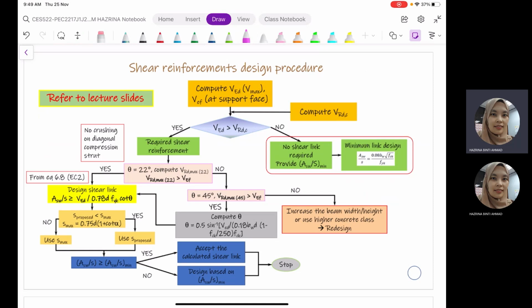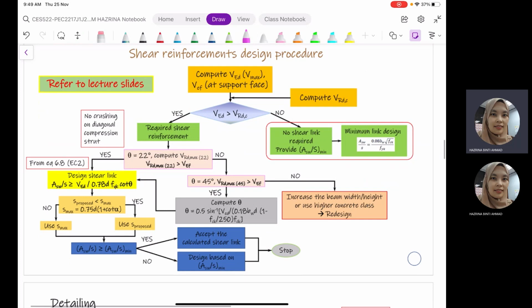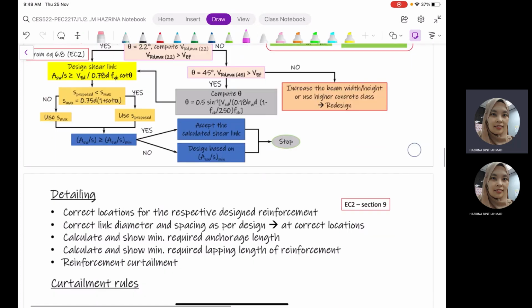However, when we talk about a beam, we will be designing at least a minimum amount of links for the beam, because a beam is considered more critical in comparison to the slab. As for the slab, usually the distribution of the stresses will be much better, so the value of the shear will be much lower. For a beam, we need to provide at least the minimum links. However, checking has to be made with regards to the comparison between VED and VRDC. Later, when we go through the design example, then only we are going to look into detail with regards to this design process. But please bear in mind that this is the shear reinforcement design procedure.